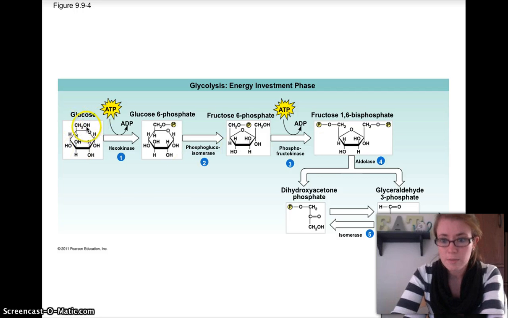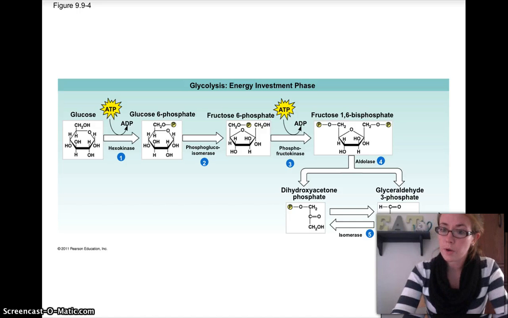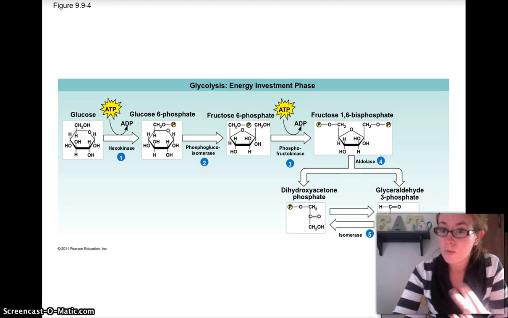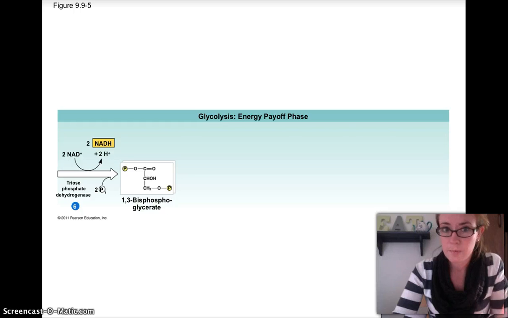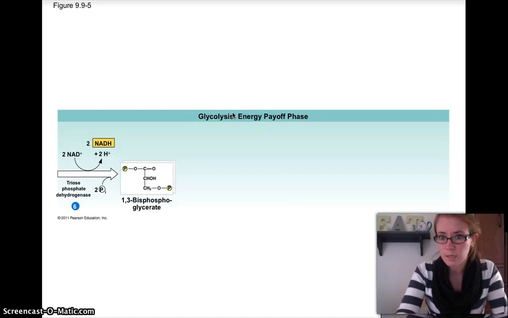So we have 6 carbons. Now we have 2 molecules that each have 3 carbons. So we still have 6 carbons. We haven't lost any carbons yet. It's really important that you account for your carbons. So we started off with 6 in 1 molecule. Now we have 3 in 2 molecules, so we still have 6 carbons. Very important. So this is the energy investment phase. We haven't gotten anything out of it yet, right? We put in 2 ATP. So overall, right now, we're down 2 ATP.